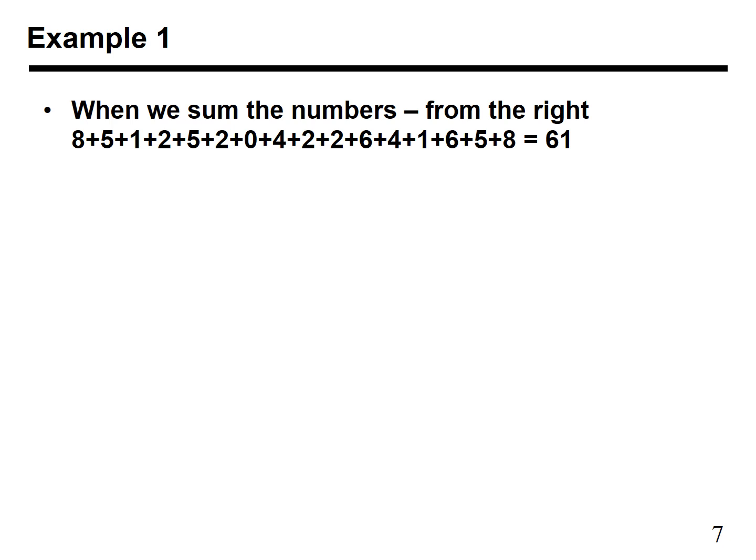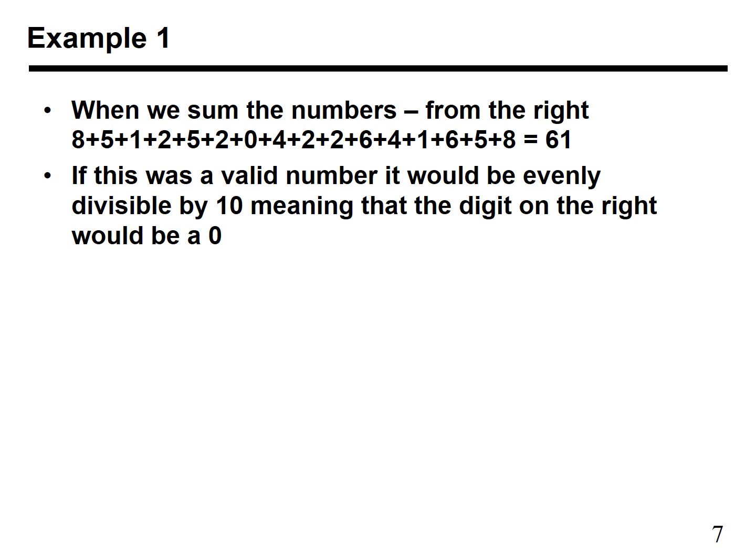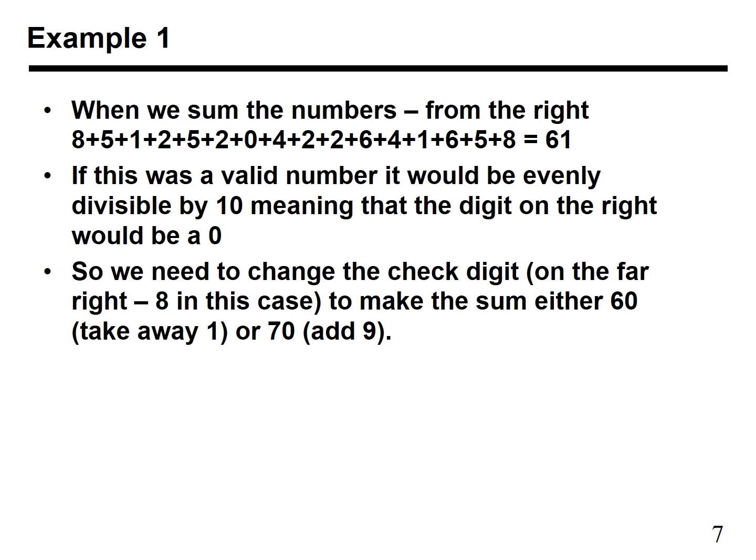So is this a valid credit card number? Well, if it was valid, it would be evenly divisible by 10, meaning it's 10, 20, 30, 40, 50, 60. Well, this is 61, so this is not a valid credit card number. So we need to change the check digit. We can try to make the sum either 60 or 70. So we can take 1 away, or we can try to add 9. We can't add 9 to 8, it gives us a value greater than 9, obviously, so we have to take 1 away.